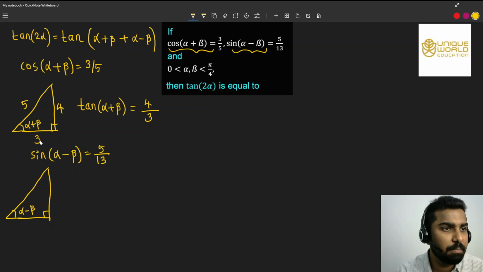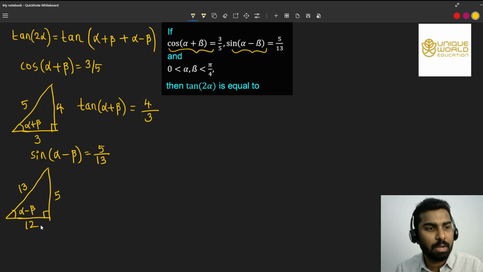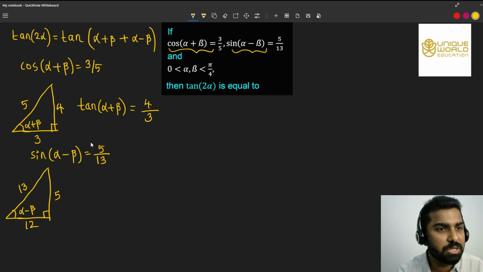Cos is adjacent by hypotenuse. In this case, sine is coming as opposite by hypotenuse, so with respect to this alpha minus beta, this side will become 5, and this one we are having 13. As per Pythagoras theorem, this side will be 12. Now here also we want to evaluate the value of tan of alpha minus beta. So tan of alpha minus beta will be equal to opposite by adjacent, so here I am getting the value 5 by 12.